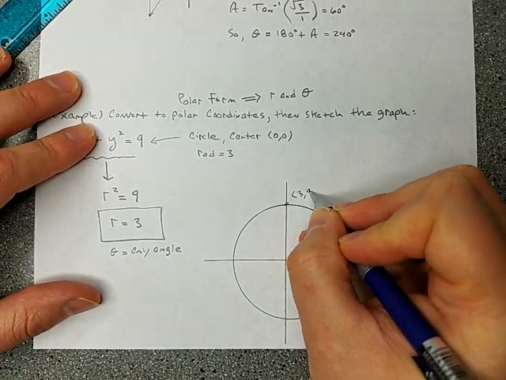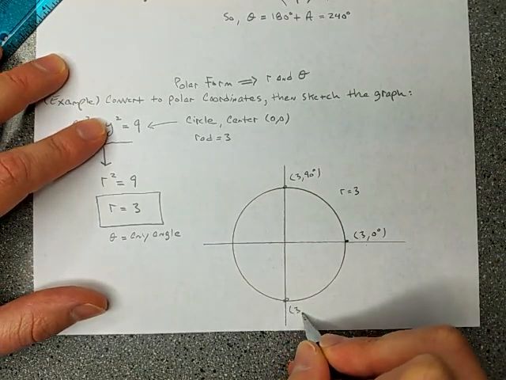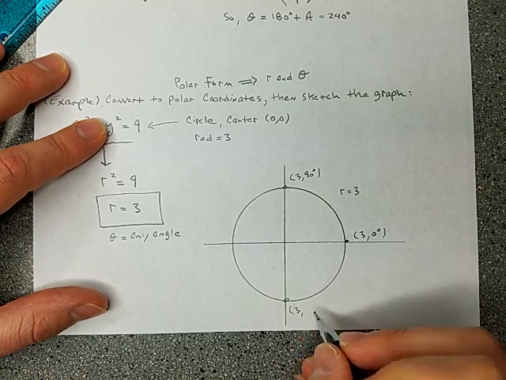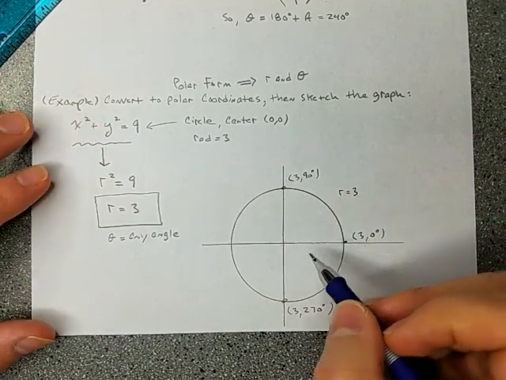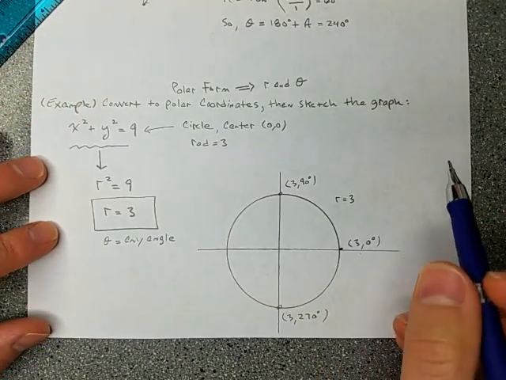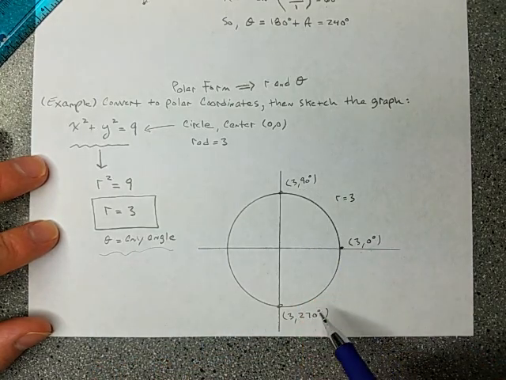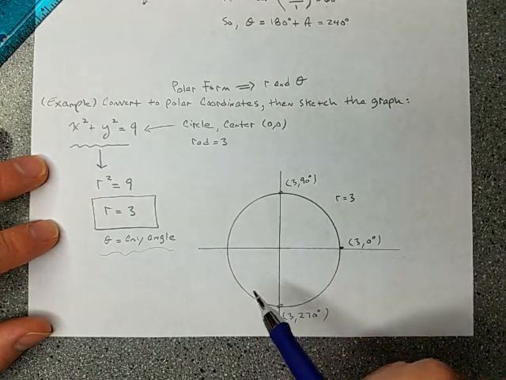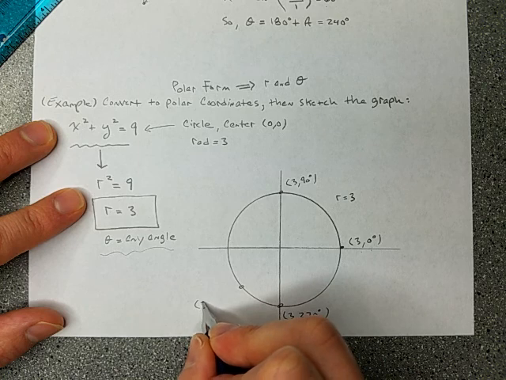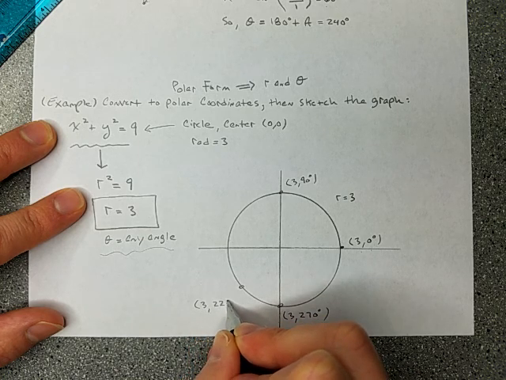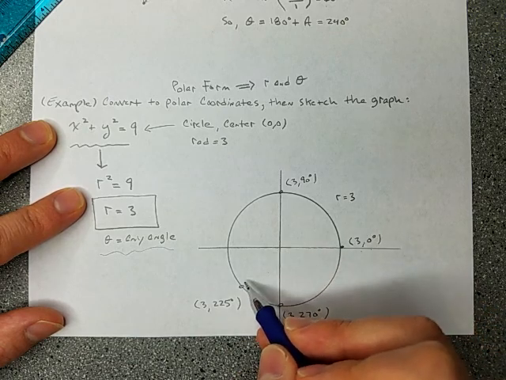3 for r, 90 degrees for theta. It has this point, 3 for r, and 270 degrees for theta. Those are some sample points, but here's the graph of r is equal to 3. All right, yeah, there's no restriction on theta. Theta can be whatever you want it to be, but the radial distance has to be 3. That's probably enough, right? Oh, I'm going to do one more. 3 for r, 225 degrees for theta. Yeah, no matter what the angle is, you go out a radial distance of 3.